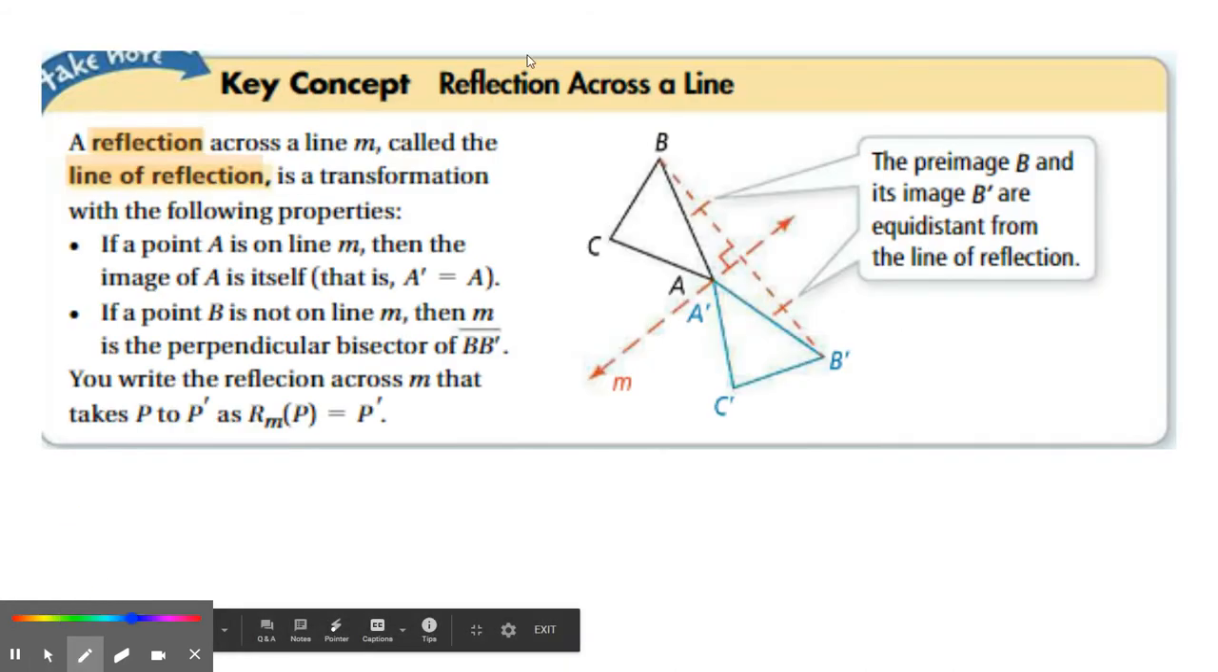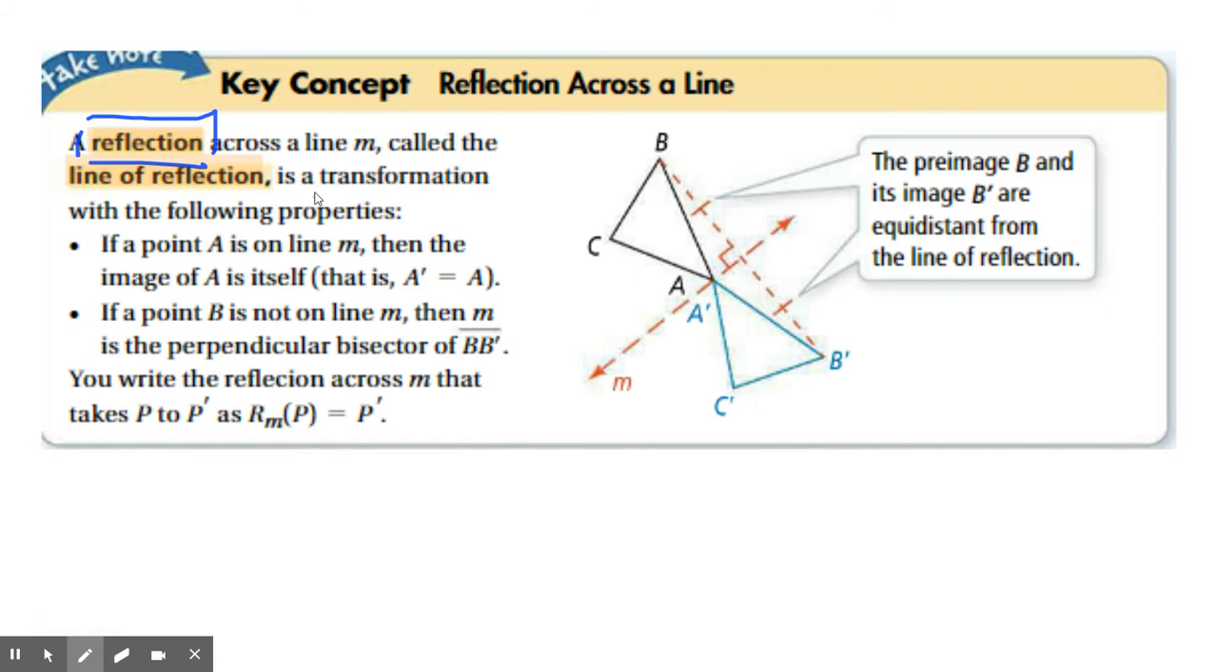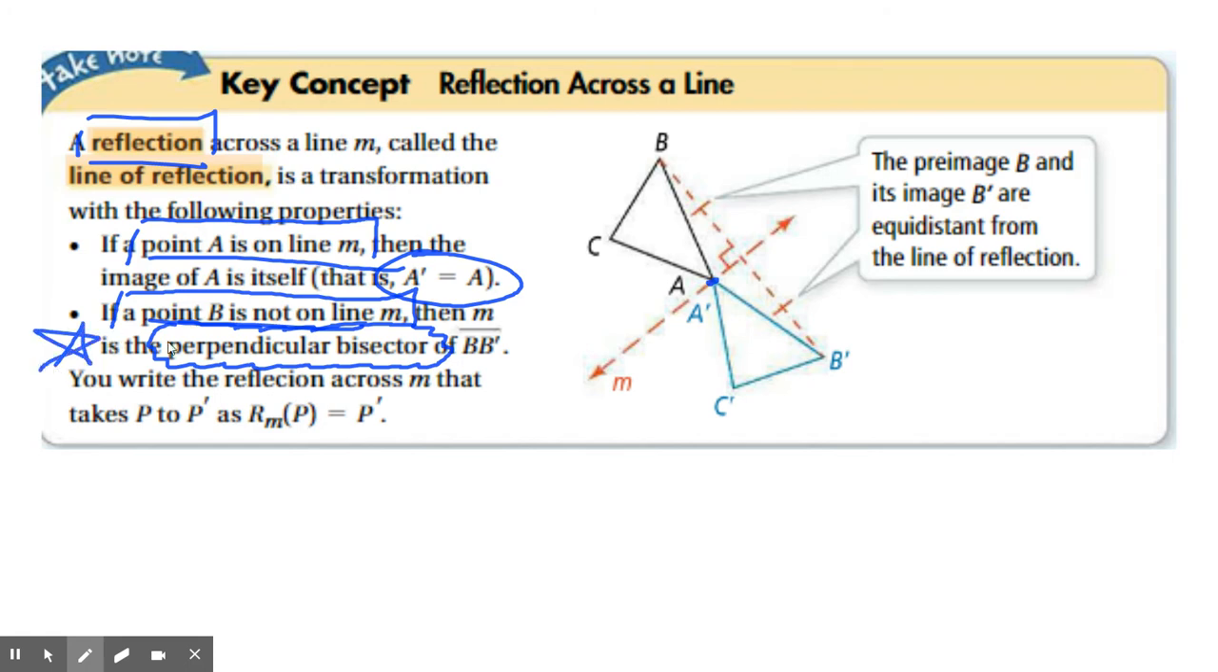Okay, so here's our definition for a reflection. A reflection across a line, which is called the line of reflection, has the following properties. If point A is on the line, then the image of A is itself. A prime and A are the exact same point, as you can see right there. But if B is not on the line, then the line M is the perpendicular bisector of segment B, B prime, the segment connecting the pre-image to the image.